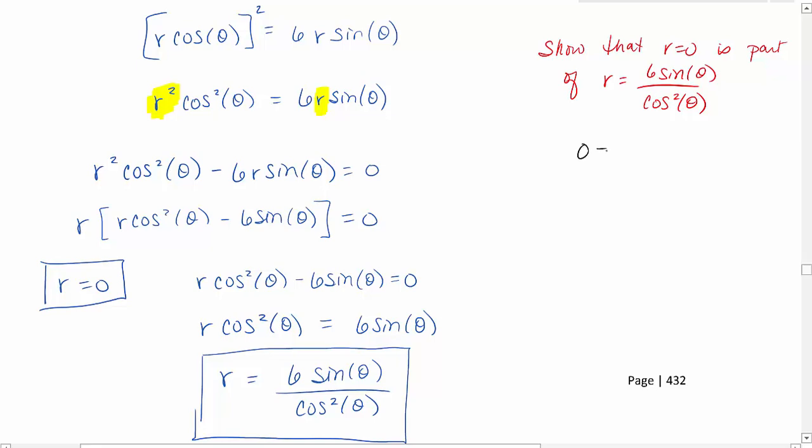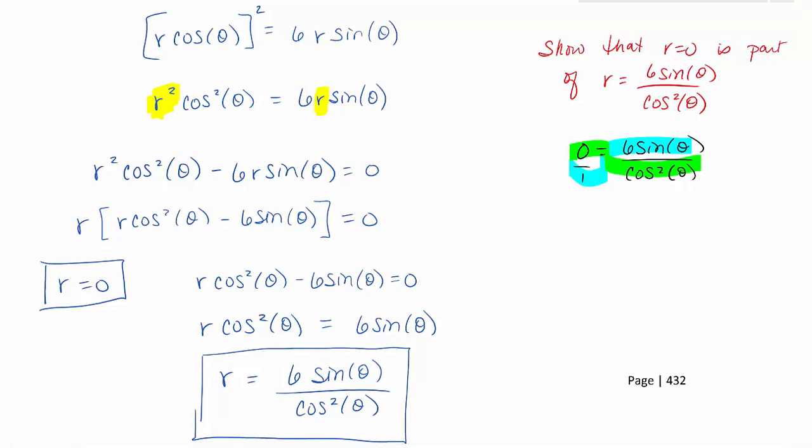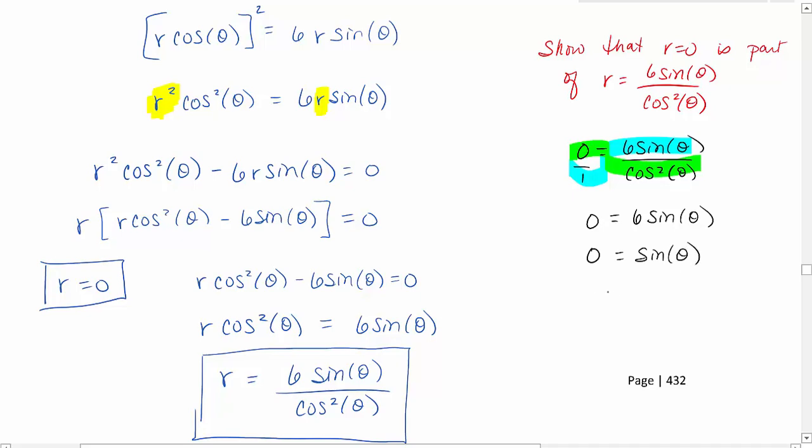All right, so 0 equals 6 sine of theta over cosine squared. This is technically a proportion, so I'm going to cross multiply. We get 0 equals 6 sine of theta. Solving for theta, we'll divide by 6. And then we need to use our inverse sine. Theta equals sine inverse of 0.